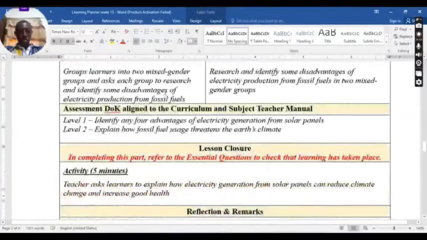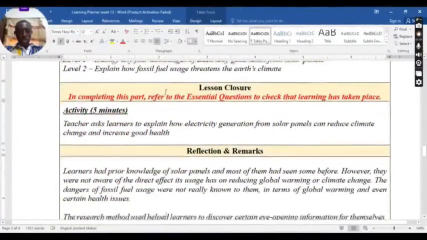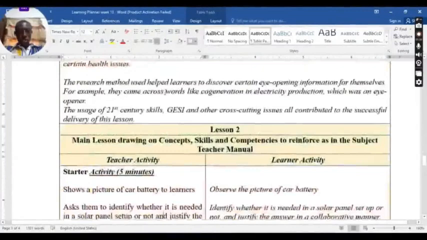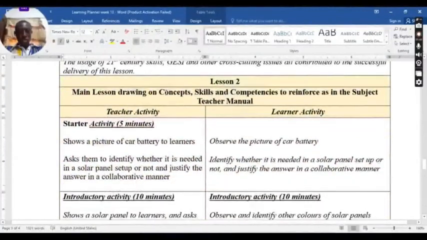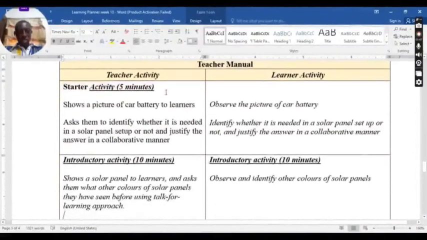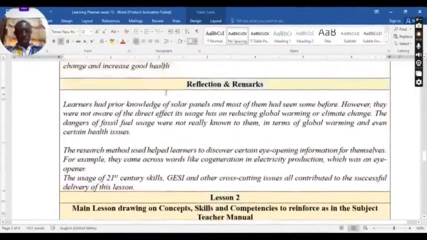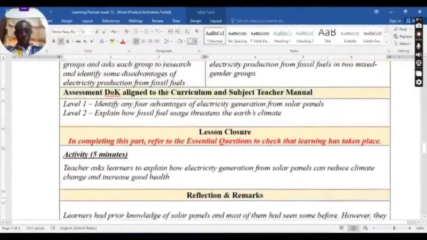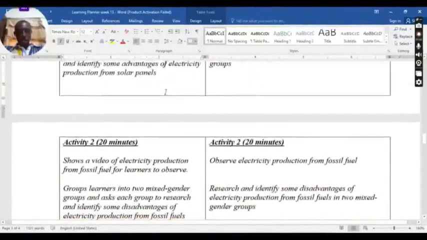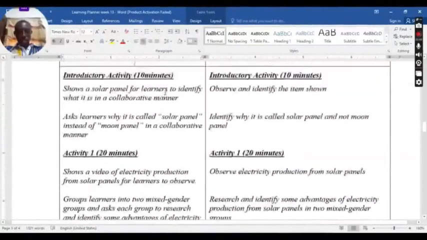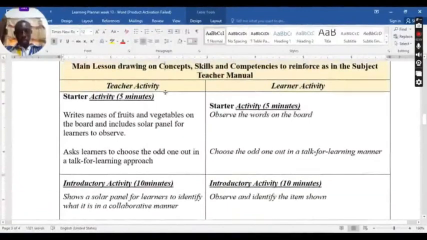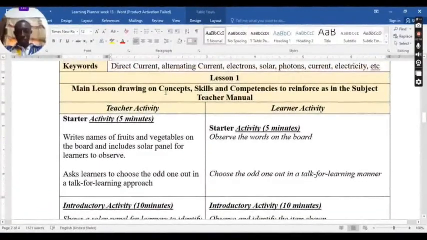Let's just scroll down, let me show you something. Lesson 2, you see lesson 2 continues the same. Each lesson is 60 minutes, remember. So you can write on top of your learning planner, if it is for two lessons, then 120 minutes. One lesson, then 60 minutes. Alright, now let's look at this. Look at the guide here.